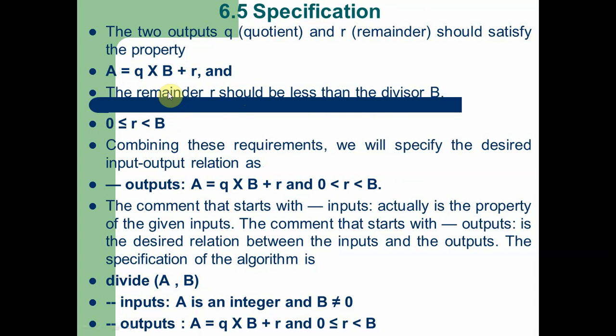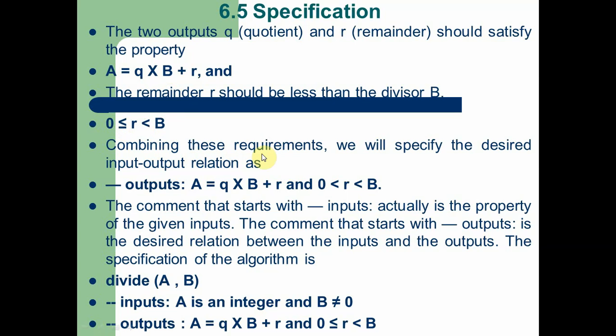So A is equal to Q into B plus R. Then we are again mentioning the specification for the second output variable called R. So R should be greater than or equal to 0, and it should be less than B. It should not be less than 0.